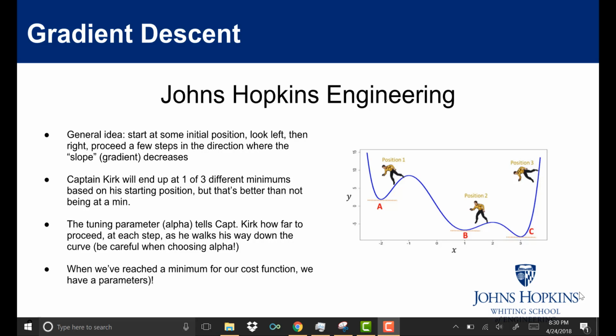Okay, the same thing for position 2. You can see if he looks right, he goes uphill. If he looks left, he goes a little bit downhill. So he's going to pursue the left direction until he starts to creep up that hill again, and then he'll know his previous location was a minimum.